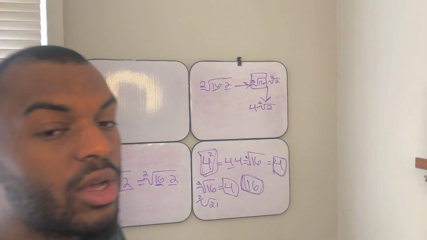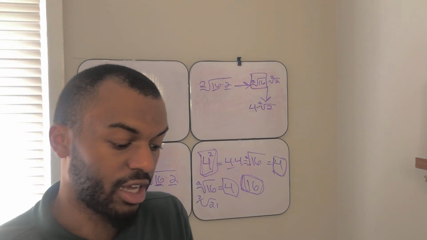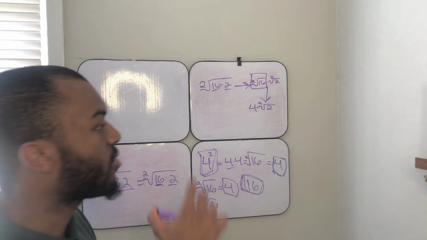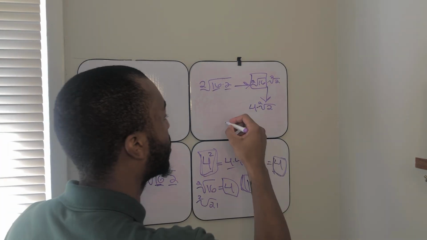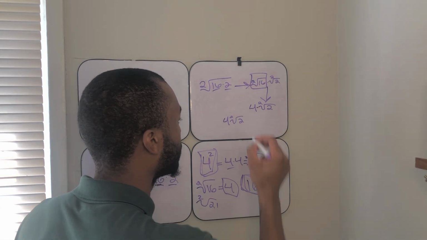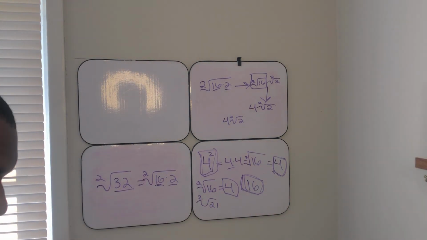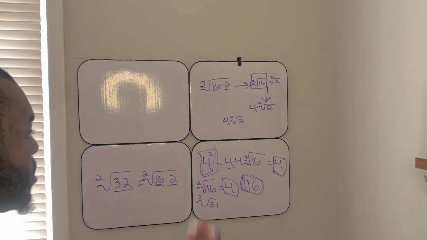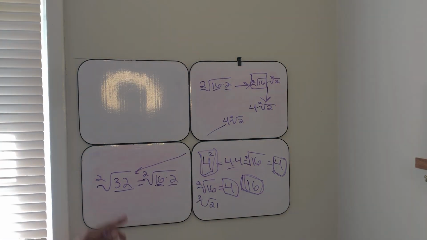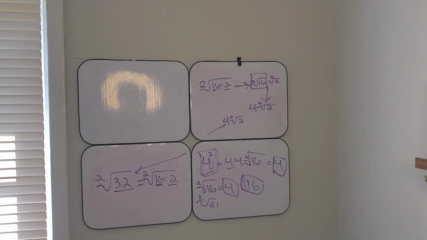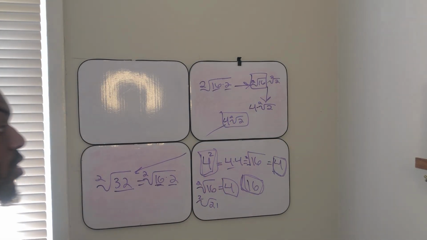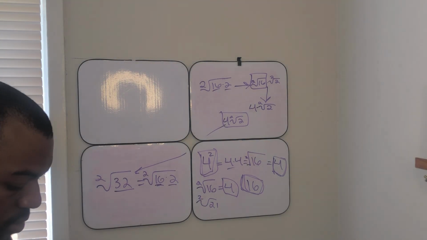What's the square root of 2? Folks are still trying to figure that out. I don't know. But this is where we stop. We stop right here. Sometimes you might see it written like this: 4 times the square root of 2. So this is the answer to the square root of 32: 4 times the square root of 2.